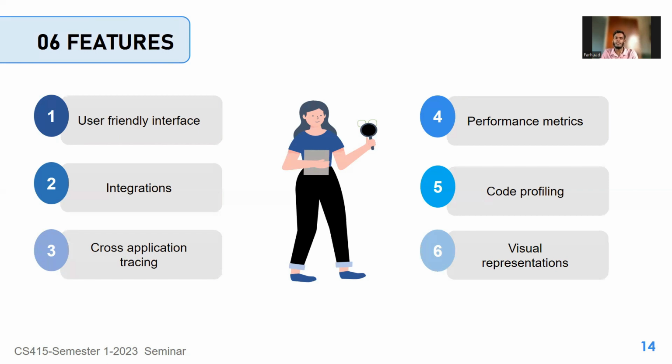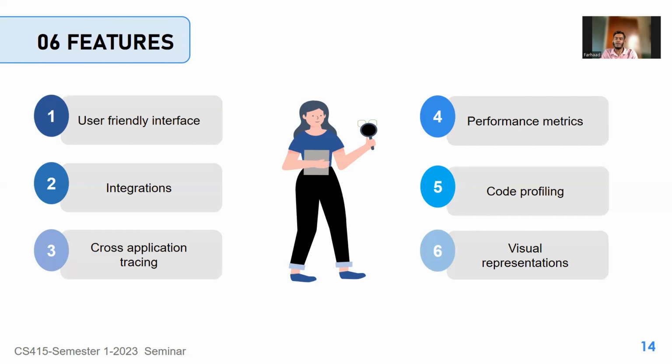Number three is Prefix cross application tracing. Stackify Prefix allows developers to trace application requests across multiple services and applications. Now, this feature helps to identify performance bottlenecks and diagnose issues that may be occurring across multiple layers of the application stack.